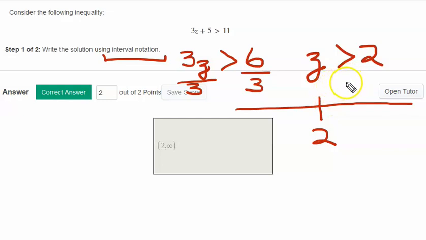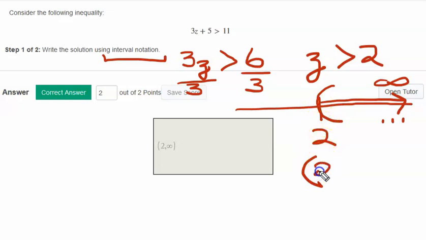Will the parenthesis face right or face left? Well, it's greater than, so it'll face right. And where does it go to? It goes to positive infinity. And in our software, that's indicated by the ellipsis. So how do we put this then in interval notation? Well, we're going to start with a parenthesis, put in the 2, comma, and then positive infinity, and infinity always has a parenthesis.